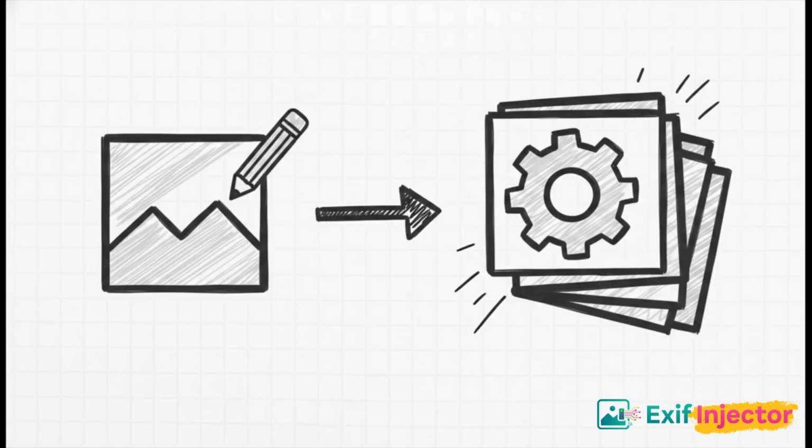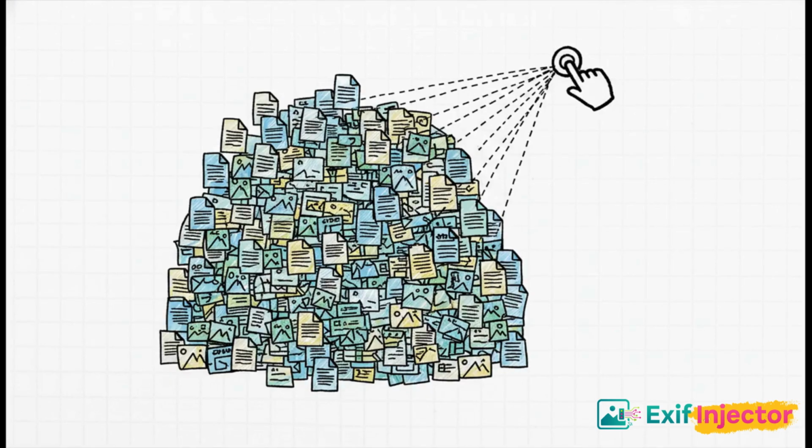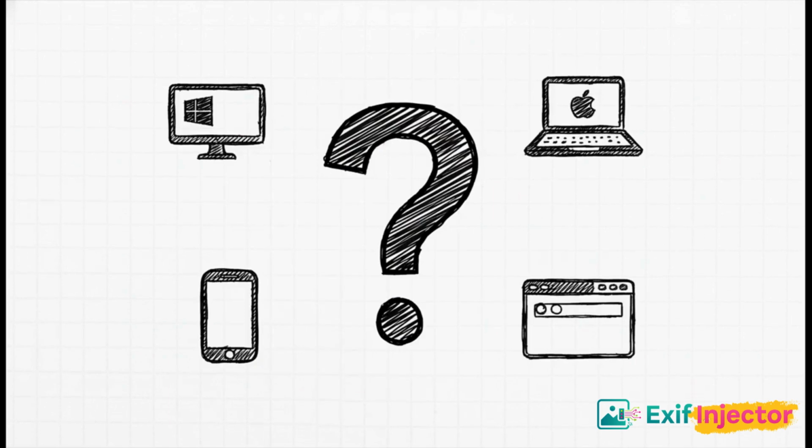Okay, but editing one photo at a time is a drag, so let's talk about bulk editing. This is super useful for adding copyright to a catalog or stripping GPS data from all your trip photos. Yeah, dedicated tools can apply the same change to hundreds of files at once. It's a lifesaver. So with all these options, how do you pick the right tool for the job?